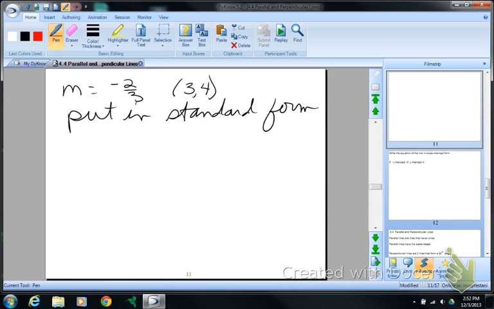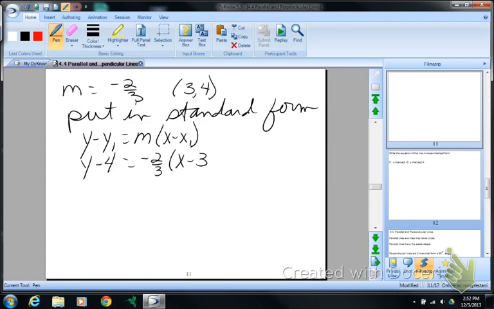We're given the slope is negative 2/3 and going through the point (3, 4), and we need to put it in standard form. So to put in standard form, first we are going to have to plug it into the point-slope formula, which is y minus y1 is equal to m times x minus x1. So that's y minus 4 is equal to negative 2/3 times x minus 3.